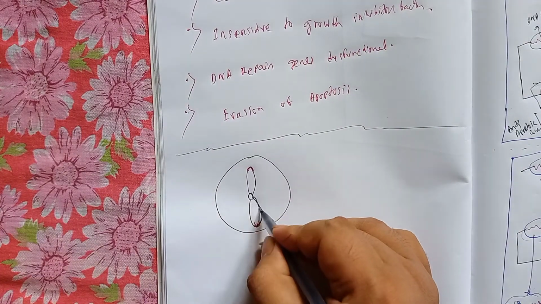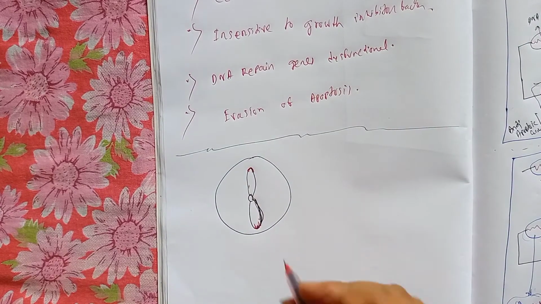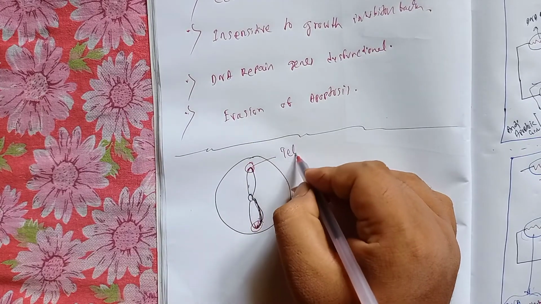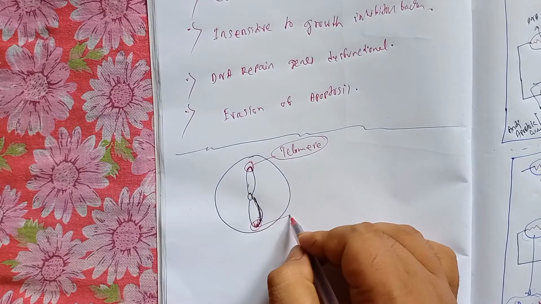Sorry, it's not looking okay. Take it as normal. Now suppose within the chromosome, the last part, or this portion, is called telomere. It's called telomere.